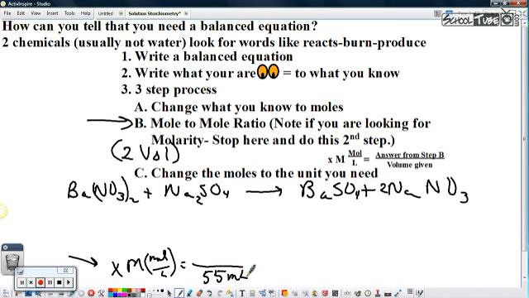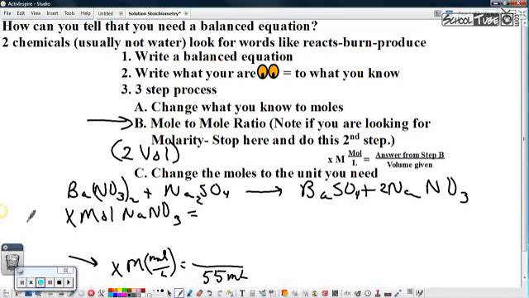What do I have to know to get molarity? I have to get moles. So am I looking for moles? X moles of what? X moles of NaNO3. What am I trying to get the molarity of? NaNO3. The 55 milliliters is the solution of what? NaNO3. The 25 milliliters goes with the Ba(NO3)2. That's not the same chemical.